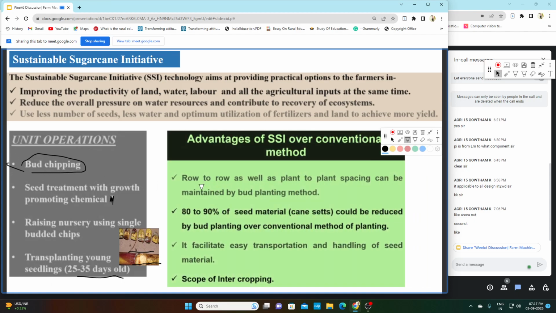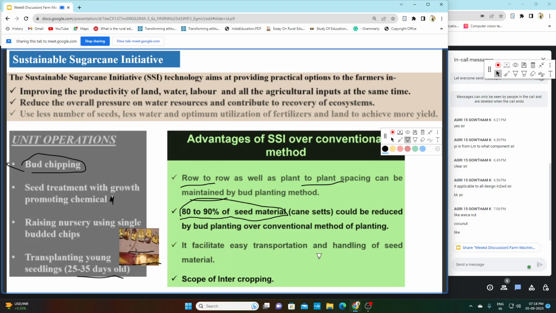And the advantages, what are the advantages? Row to row as well as plant to plant spacing can be maintained by the bud planting method, because we are doing a very precise operation in this SSI. Our row to row distance as well as plant to plant distance is well maintained. Next, 80 to 90% of seed material, the cane sets, could be reduced by bud planting over the conventional method of planting. In conventional planting we are using the whole cane, but in bud planting we are only taking the buds of the cane. That is why we are reducing 80 to 90% of the seed material.